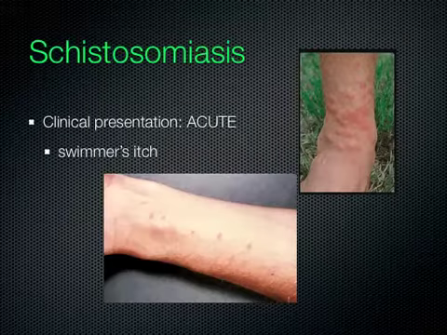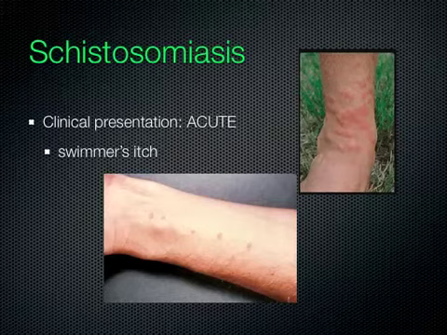So the acute presentation, which you will probably never see in anyone from an endemic area, but again, people who have not been there before and show up in your clinic with an itchy rash, the first thing you're going to think about is schistosomiasis. They have an itchy rash and they've been anywhere in water where those parts were in the water, it's going to be schistosomiasis until proven otherwise. Otherwise known as swimmer's itch.